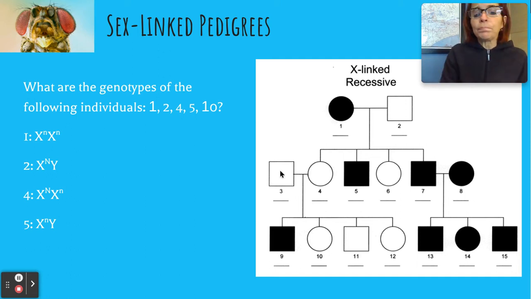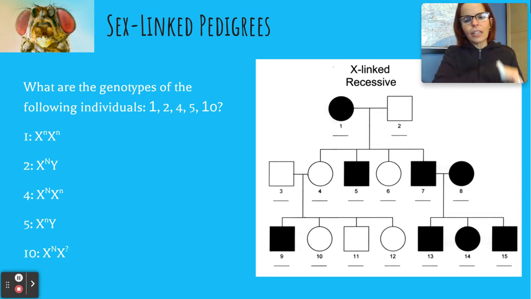We don't know. So that means we know she got one X big N, but she could have gotten her mom's X little n, or she could have gotten a dominant one from her dad. So we don't actually know. So you have to put a question mark. We don't actually know which she inherited for that second X.